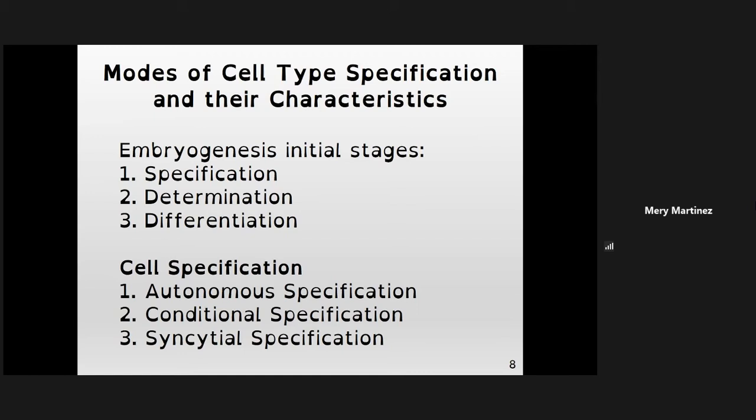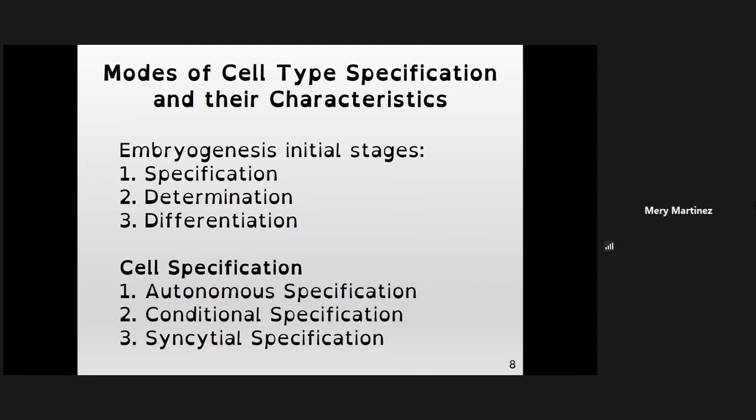Hence, during embryogenesis, cells need to mature through specific stages that cumulatively commit to a specific fate. So we have those three steps: specification, determination, and differentiation. During specification, there are three further major strategies. The strategy used depends on the animal species, okay? So we have autonomous specification, conditional specification, and syncytial specification. It all depends, but we're gonna go through each of them one at a time.